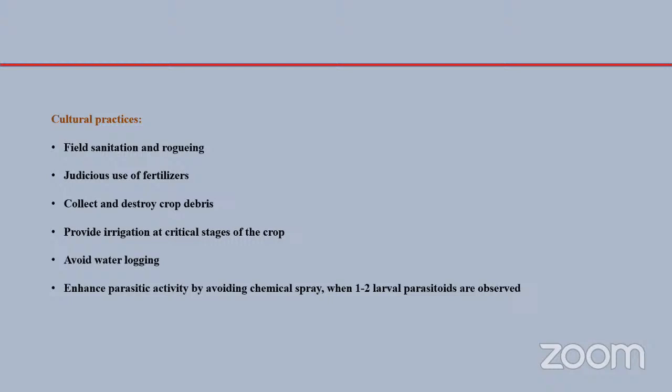So next is the cultural practice. Here also you have to adopt the common mechanical and cultural practices that I discussed before. That is an important part. You have to avoid chemical spray for most of the pests in order to enhance the parasitic activity.